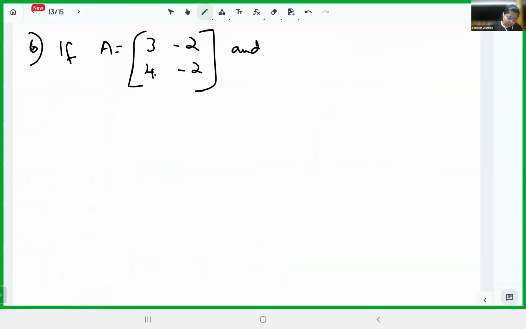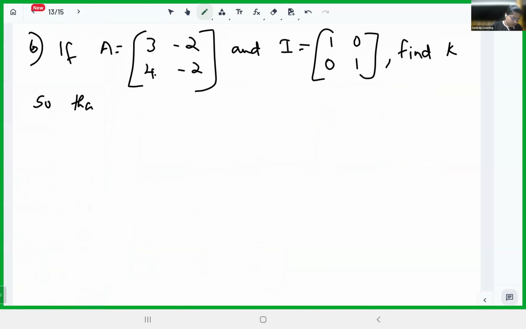It's the sixth question, right? If A is equal to matrix 3 minus 2, 4 minus 2, and I is equal to matrix 1, 0 and 0, 1, find K so that A square is equal to KA minus 2I. Okay, so here in this question, you have given the matrix A and I is a 2 by 2 identity matrix, and you have to find out the value of K such that A square is equal to KA minus 2I. Okay, so how will you do that?